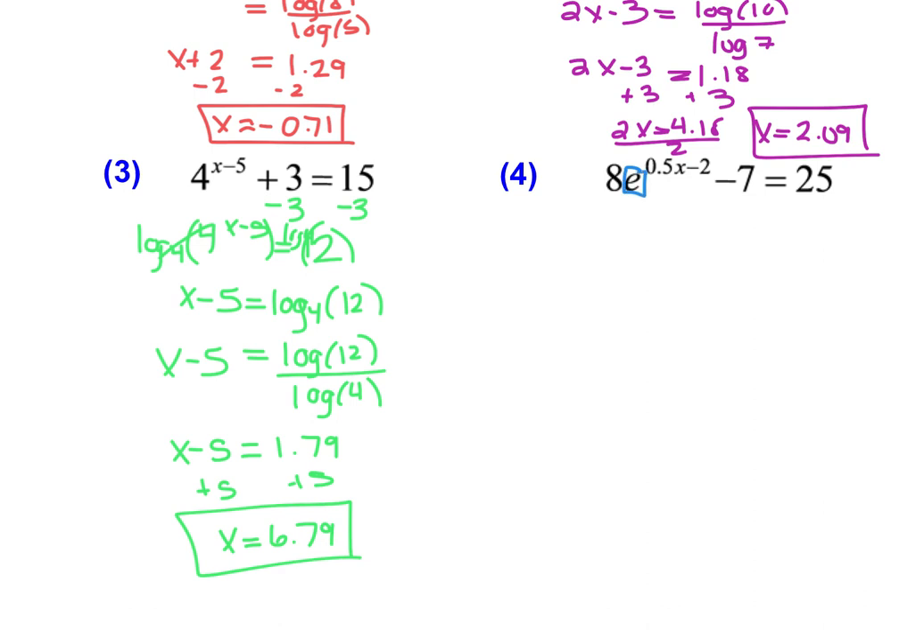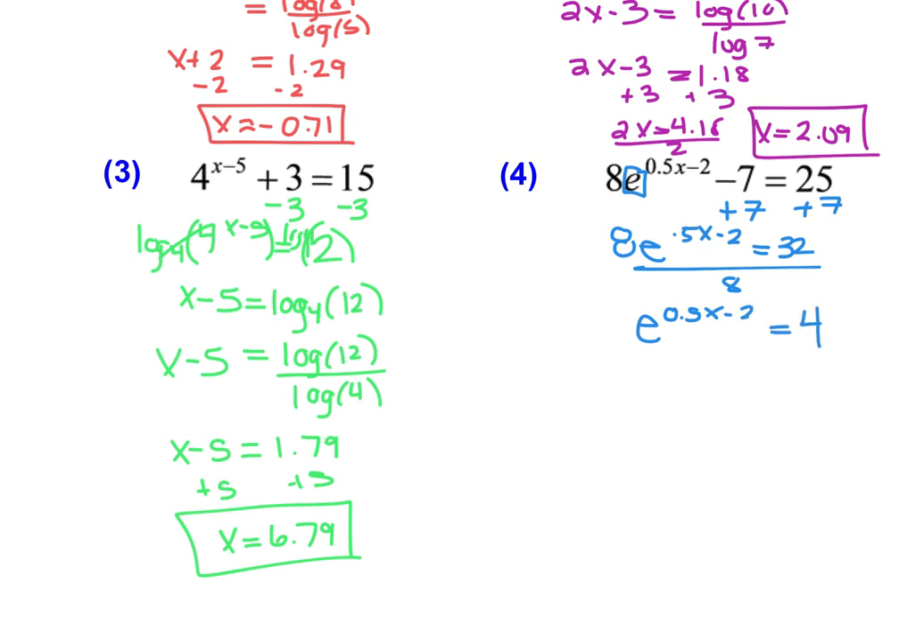Finally, in example 4 here, remember, again, we need to get this exponent base by itself. Until we have that, we can't use that exponent trick. So I'm going to add 7 to each side to start. So I have 8 times e to the power of 0.5x minus 2 equals 32. Divide both sides by 8, so I have e to the power of 0.5x minus 2 is equal to 4.